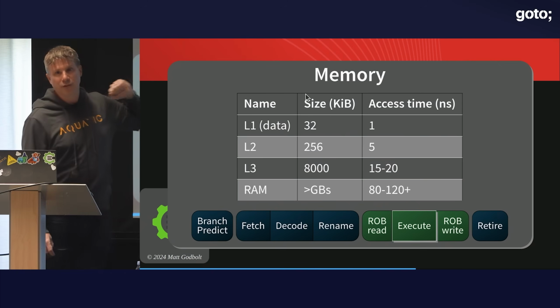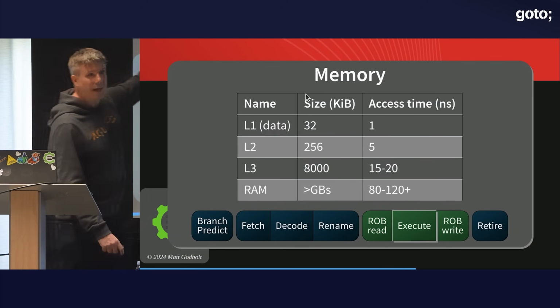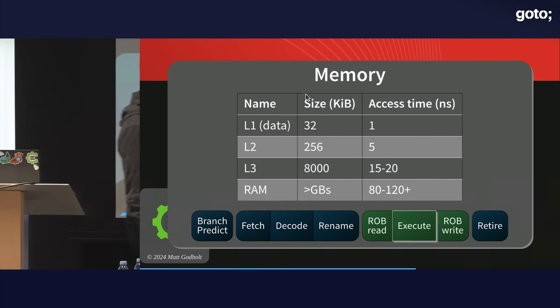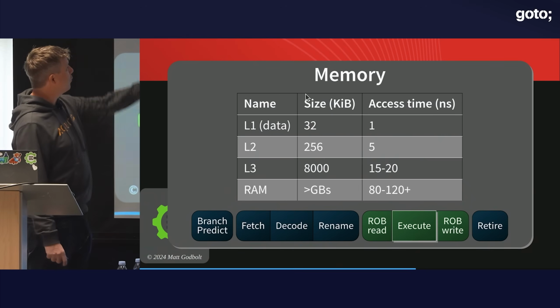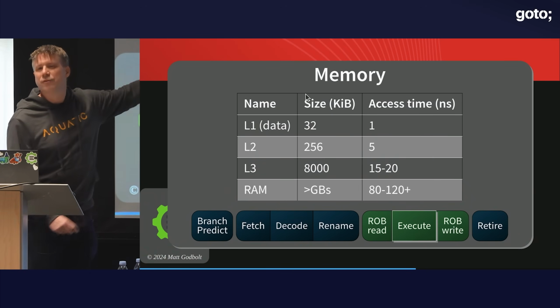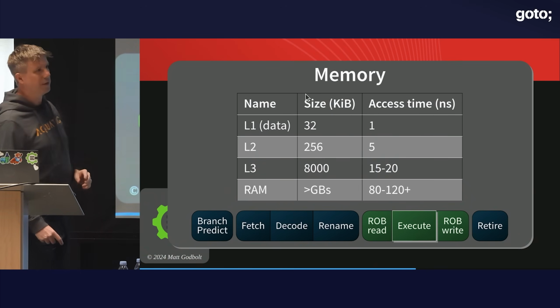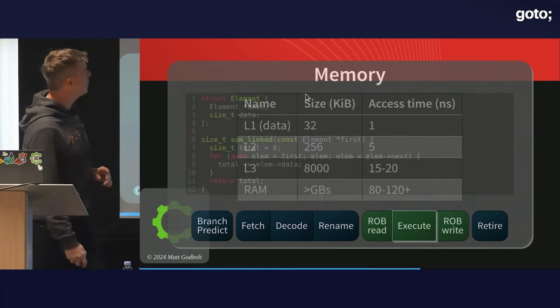We've got 1 nanosecond for L1, but it's 32K. My first computer had 32K in it. Now it's just a cache. It's kind of sad. 256K for L2. These are representative, order of magnitude figures, because every computer has a slightly different setup of these things.